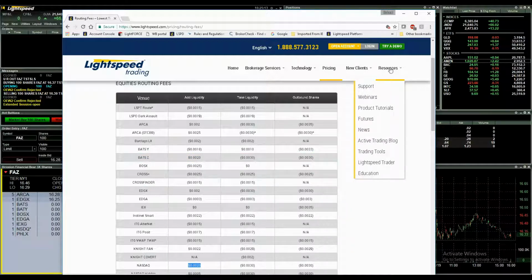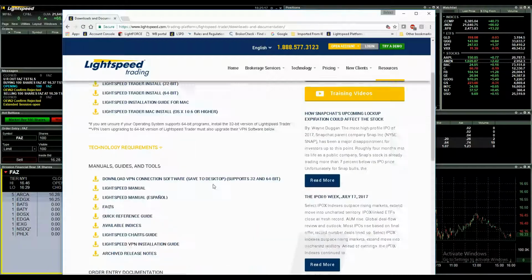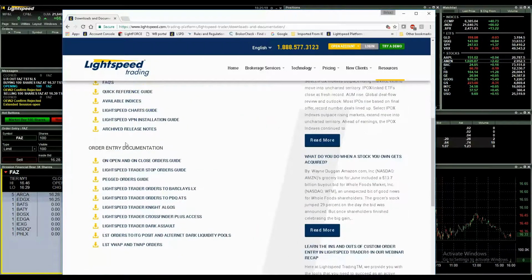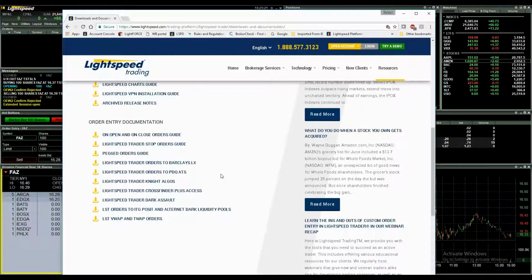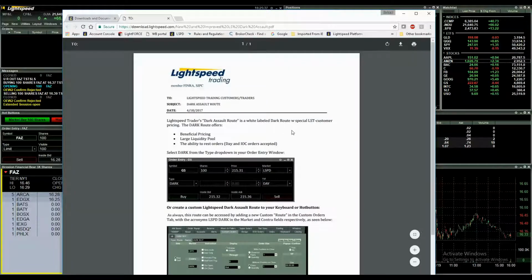You can find out more information on what these venues are and how they are designed if you go into the resources tab under Lightspeed Trader. If I scroll down here to the bottom, there's order entry documentation. We'll quickly look at a couple of these just to give you an idea of what they are intended for. Lightspeed Trader Dark Assault. You always hear about people wanting to access a dark route, dark pools. We offer that, and there's some documentation on here.